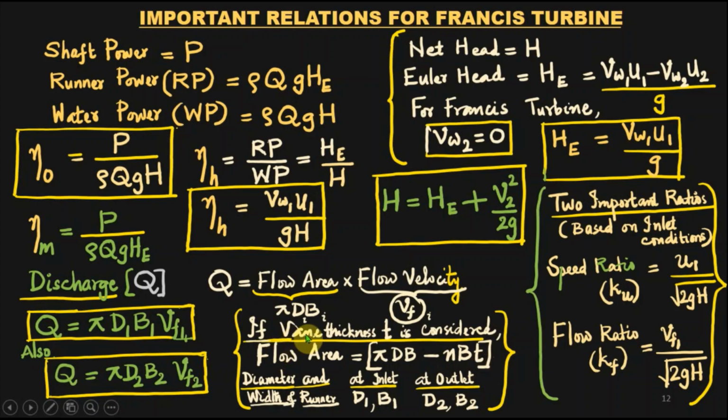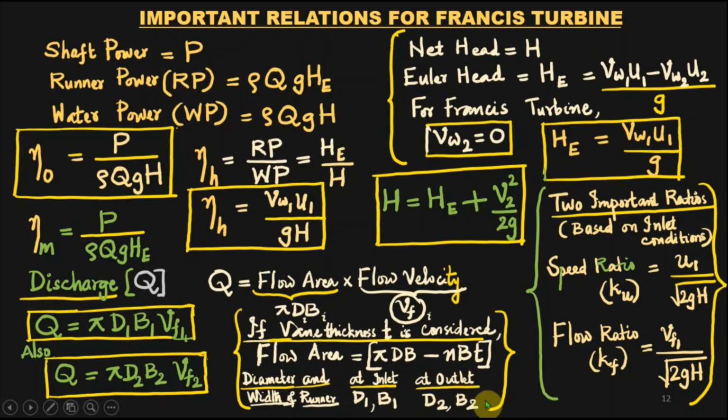So if vane thickness is considered, then the flow area will be pi into D into B minus NBT. Remember, the diameter and width of the runner, at inlet it is D1 and B1 and at outlet D2 and B2 respectively.